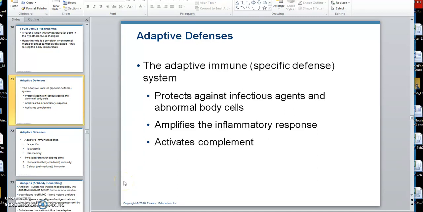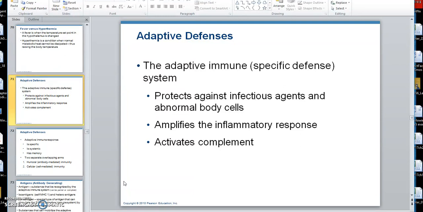Okay, we now have gone from the second line to the third line. The first line, remember, were barriers. The second line was if you get underneath the epidermal area, let's say, and that was where you had phagocytosis, natural killer cells, fever, complement, interferons, and everything. We're to the third line.